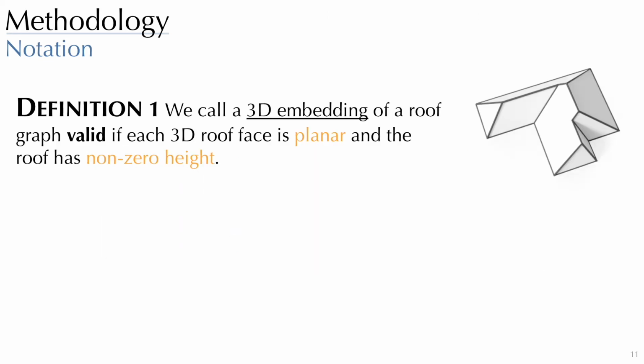In principle, any assignment for the node position would give us an embedding, but not all of them are useful or desirable in practice. Therefore, we define a 3D embedding of a roof graph to be valid if each 3D roof face is planar and the roof has non-zero height.